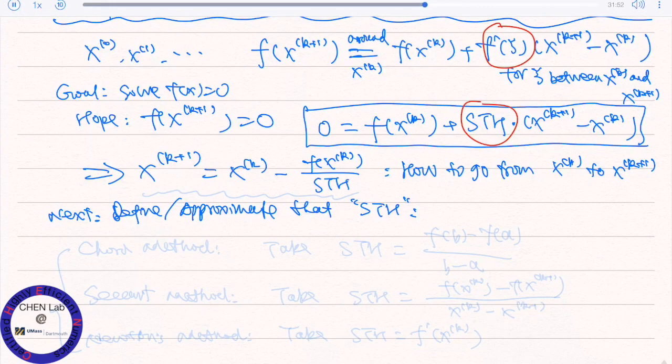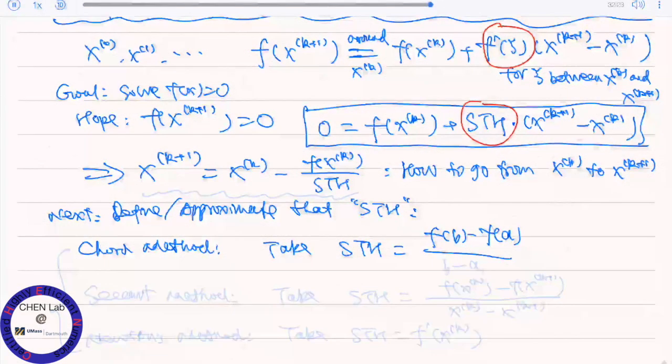The way we define it and approximate it gives us three schemes. Number one is the so-called chord, where we take something equals fb minus fa divided by, if you want to finish it, what would you do? B minus A, exactly. That's just because you understand what it means. It's a slope. B minus A.